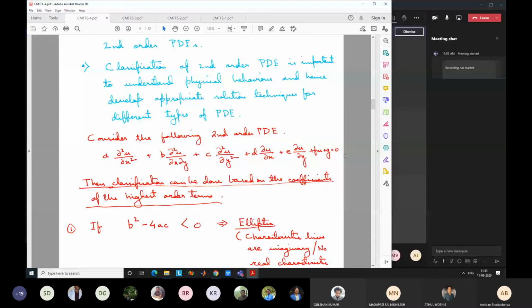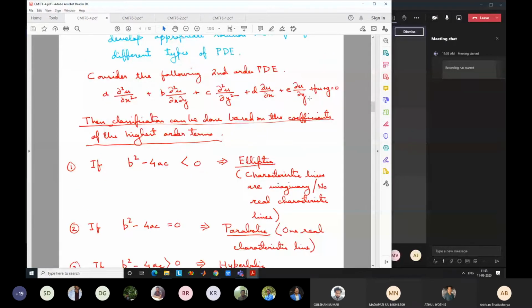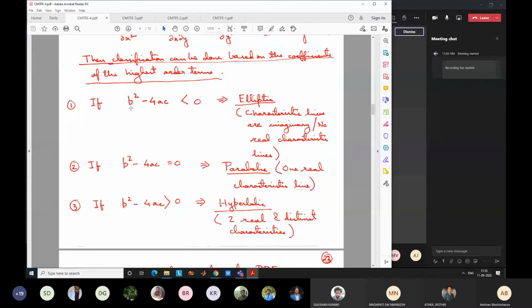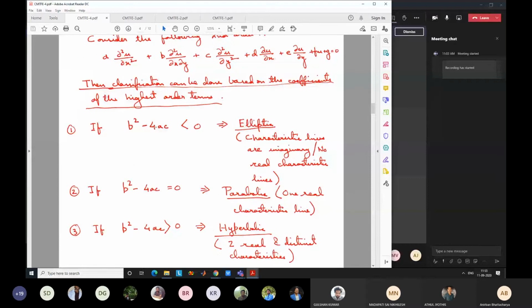For this generalized second order PDE, we can do a classification based on the principal part, that is, based on the coefficients of the highest order terms. What are the coefficients of the highest order terms? They are A, B and C. If B squared minus 4AC is less than 0, we call this an elliptic equation, an elliptic type of second order PDE.